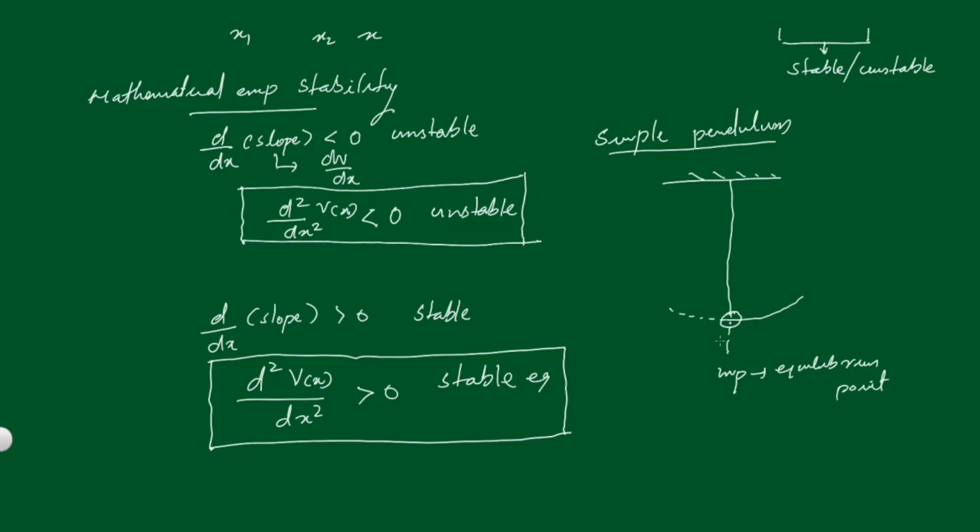And you can see, if it is displaced from its equilibrium point, after some oscillations it will come and rest at its equilibrium point. So the oscillation is about its equilibrium point. Oscillation is about the equilibrium point.